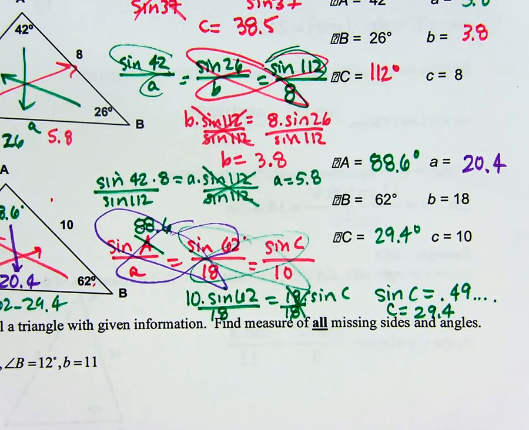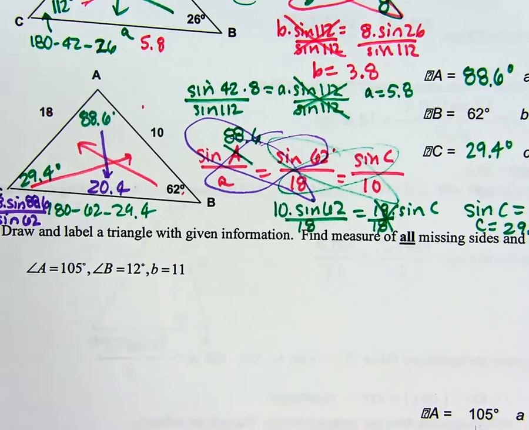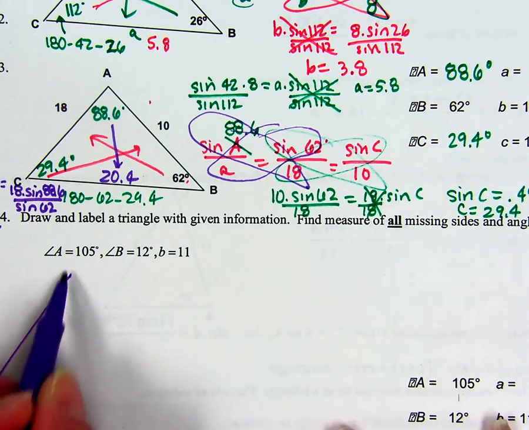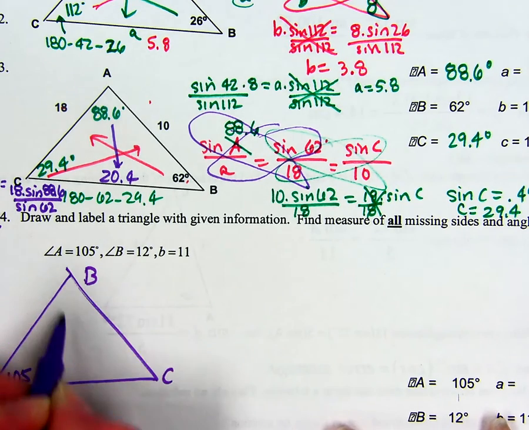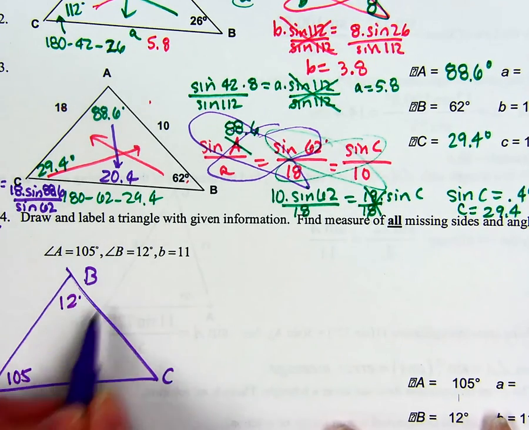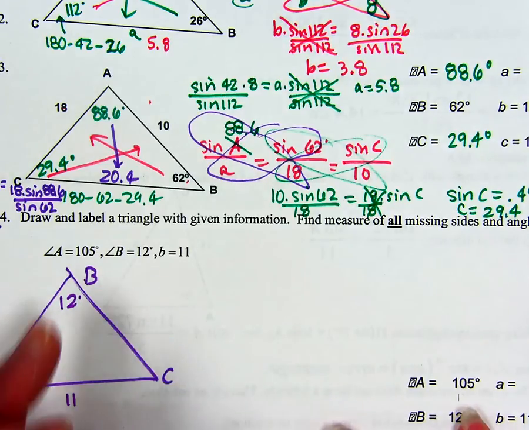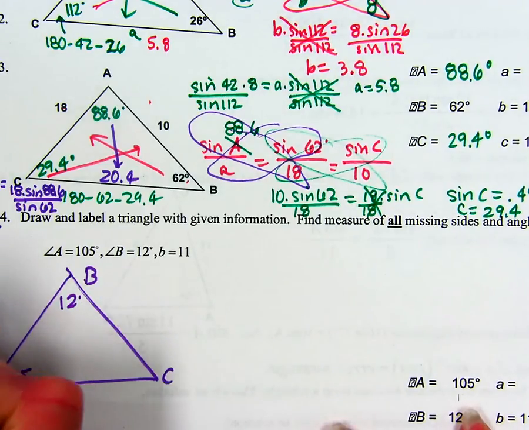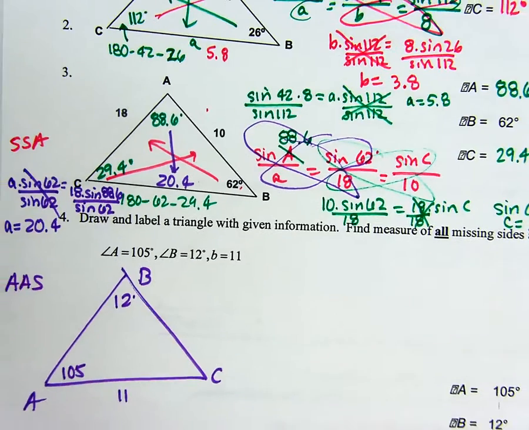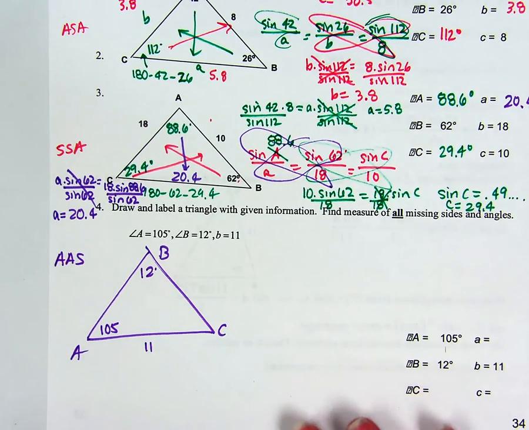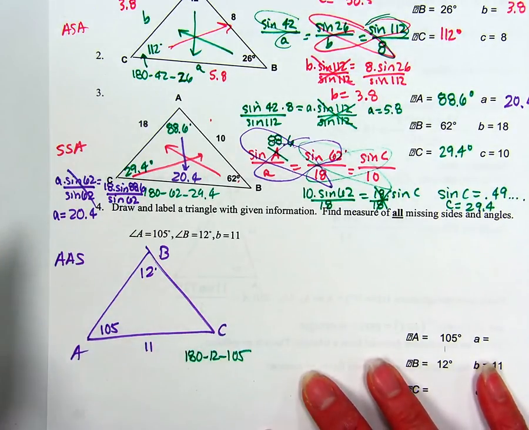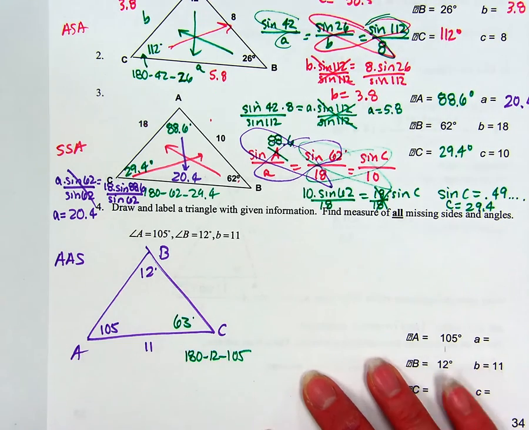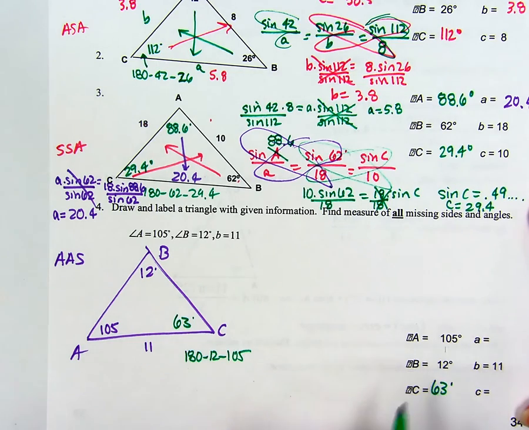All right, last problem. They don't draw you a triangle, but you can draw the triangle yourself. So set up something with angles A, B, and C. Angle A is 105. Angle B is 12. Side B is 11. So we have angle, angle, side. All right, since we have two angles, now we know that we can just subtract from 180. So 180 minus 12 minus 105 gives us 63 degrees. So right away we know our third angle.